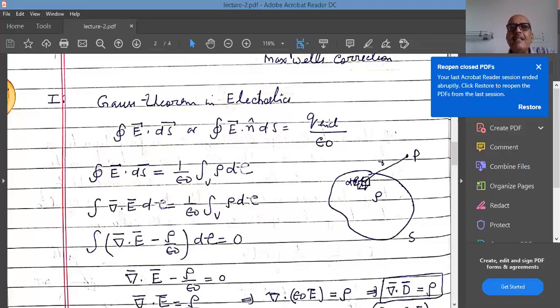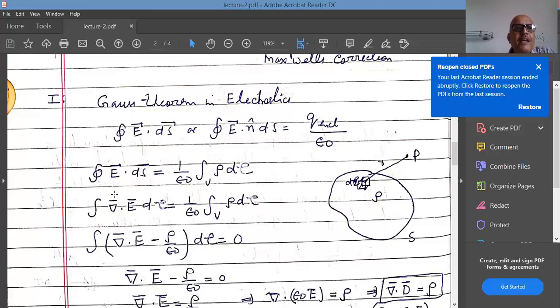For calculating the flux associated with this entire volume V, we have to divide it into small pieces, and d tau is one such element. The charge on that element will be equal to rho at that site into d tau, and then we have to integrate over the whole volume. That is the mathematical way of defining this. Otherwise, we can find the sum of the charge on each and every volume element. So the integral of E dot ds is now equal to 1 upon epsilon 0 times the integration over the volume of rho into d tau.